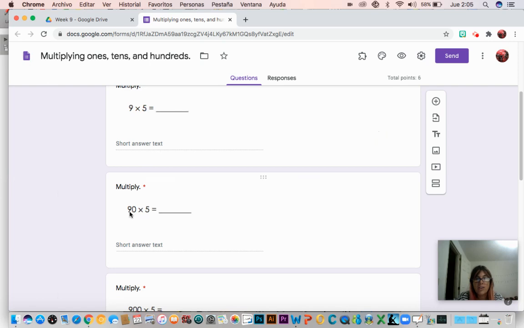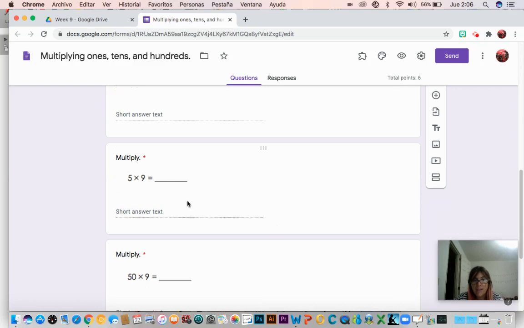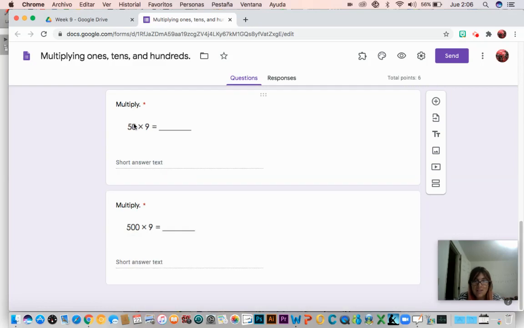Write your answer. Now it's 90 times 5. So ignore the 0. It's the same, 9 times 5. But in your answer, yes, you add the 0. Then it's 900 times 5. Ignore the 2 zeros. So it's 9 times 5. Put your answer, but in your answer, you add the 2 zeros again. Here, now they put it in order, 5 times 9. The same thing, ignore the 0, so it's again 5 times 9. Ignore the 2 zeros, so it's again 5 times 9. But you bring back the zeros.